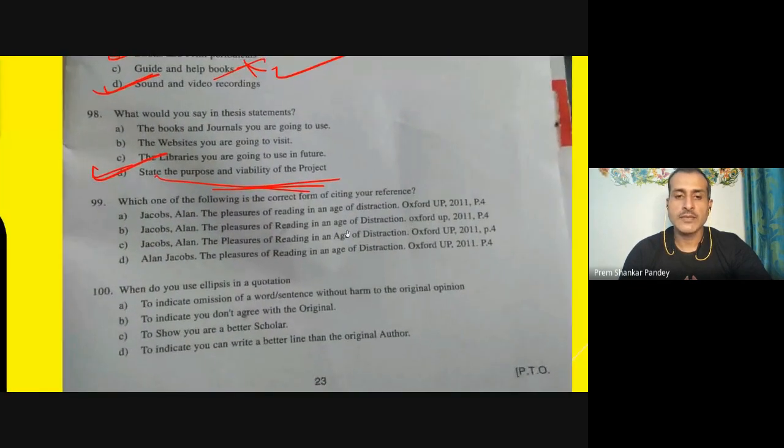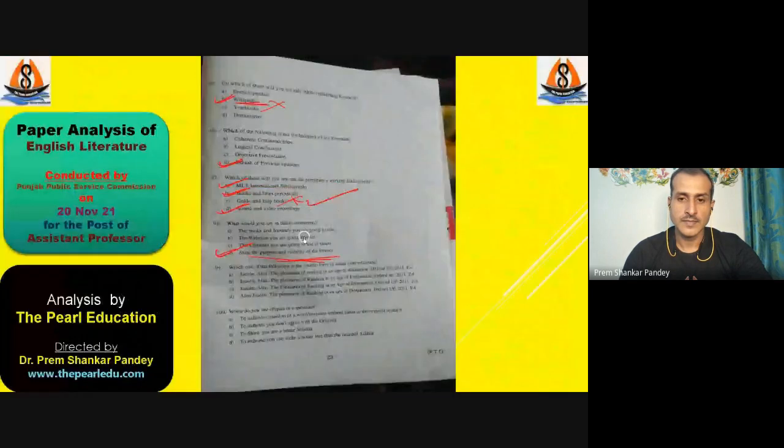So many times we have read how to cite any reference. So I want the right answer from all of you. Yes, all of you have given the right answer. C is the right answer here.